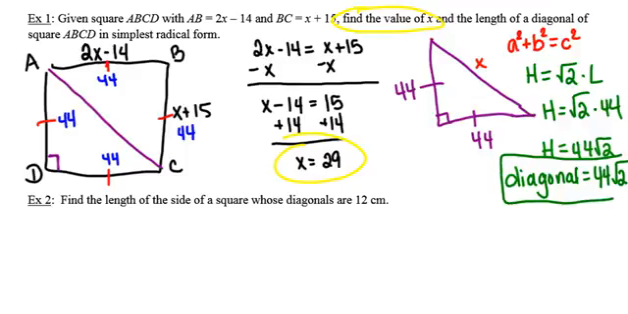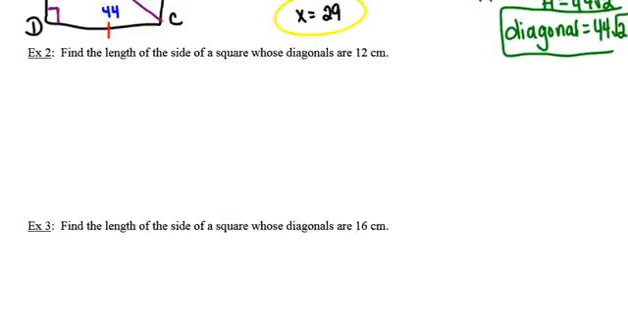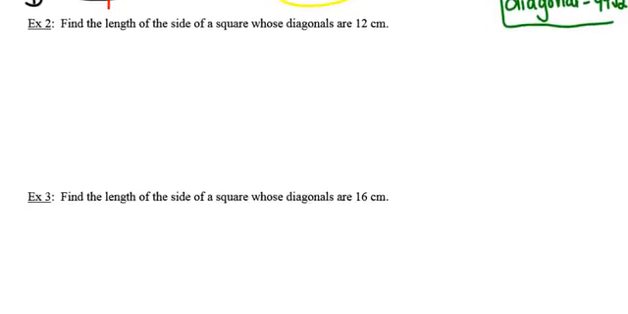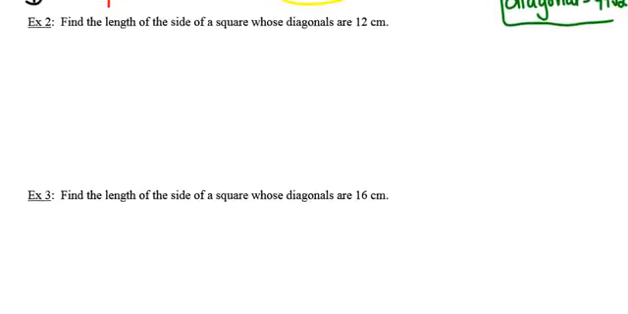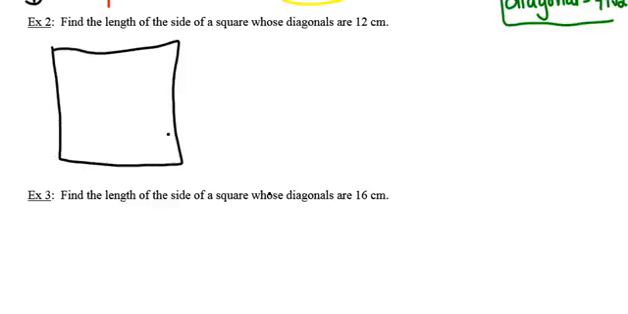The second question also deals with the diagonals. It says, find the length of the side of a square whose diagonals measure 12 centimeters. So again, I'm going to draw a nice picture so I'll have a visual of what I'm looking at here.